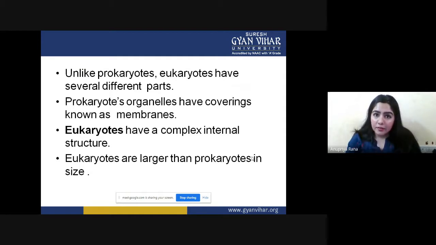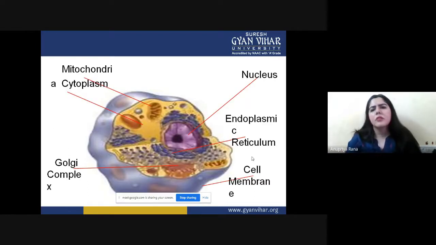So eukaryotes are larger than prokaryotes in size. If we talk about their size, eukaryotes are way larger than prokaryotes, but it also varies from species to species. You can see the structure here.